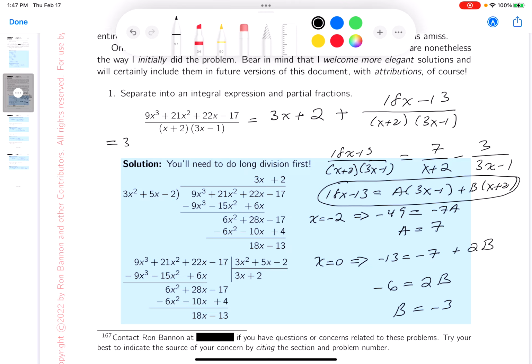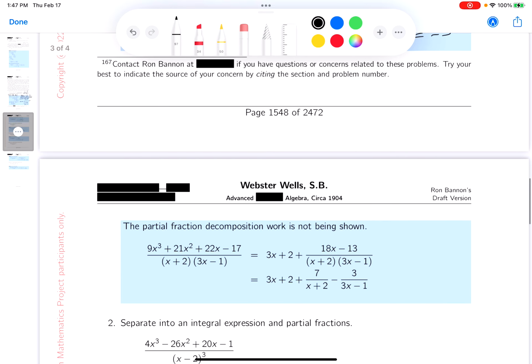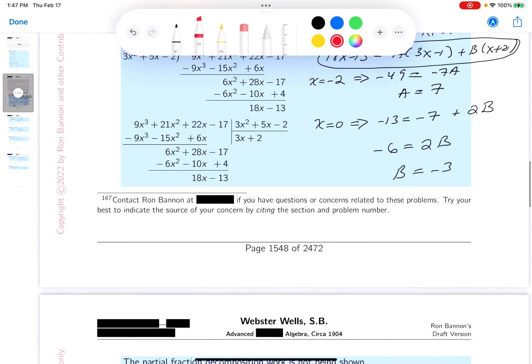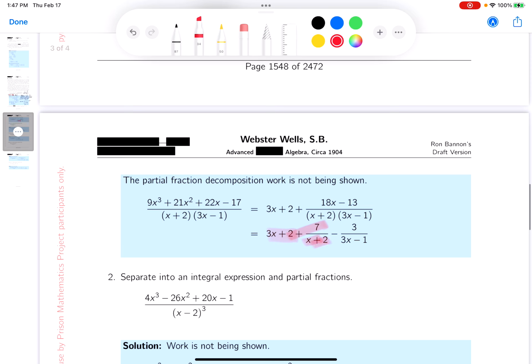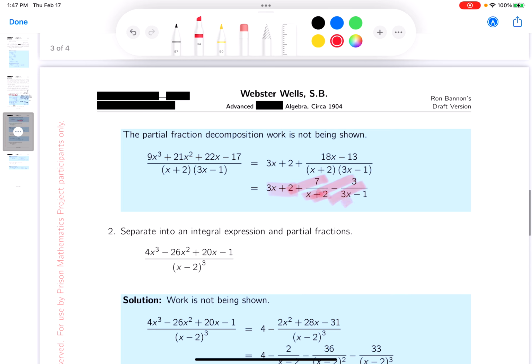What's the answer going to be? 3x plus 2 plus, remember, I just did this part, I know what it is now, 7 over x plus 2 minus 3 over 3x minus 1. Got my answer over here. Now, what I want to do is see if I got it right. All right? So I'm going to get my red pen out. Did I get 3x plus 2? I did. Did I get plus 7 over x plus 2? I did. Did I get minus 3 over 3x minus 1? I did. And we're good to go.